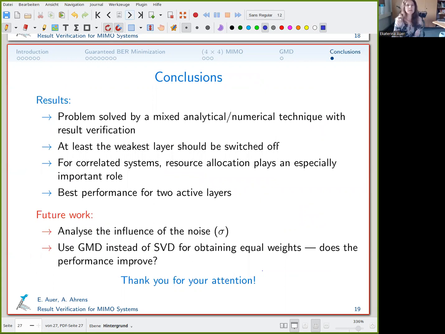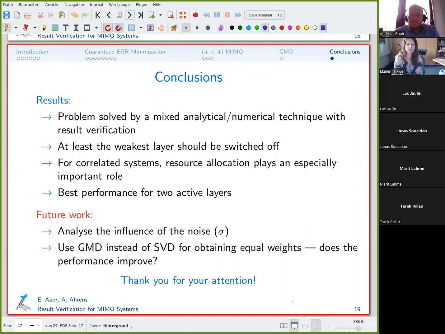So what are the results? The problem that I've described can be solved by a mixed analytical numerical technique. This numerical technique can be implemented using result verification. What we've learned from our experiments is that at least the weakest layer in the MIMO system should be switched off. For correlated systems, we see that the resource allocation plays an especially important role, and in general, we can say that the best performance is achieved for 2 active layers in our example.